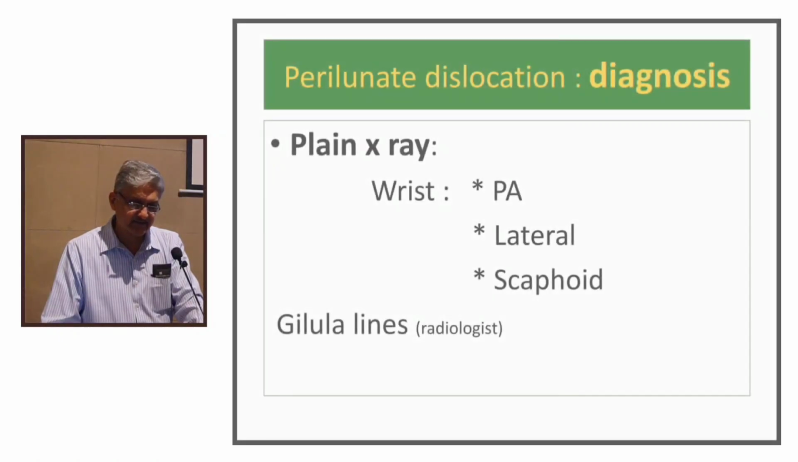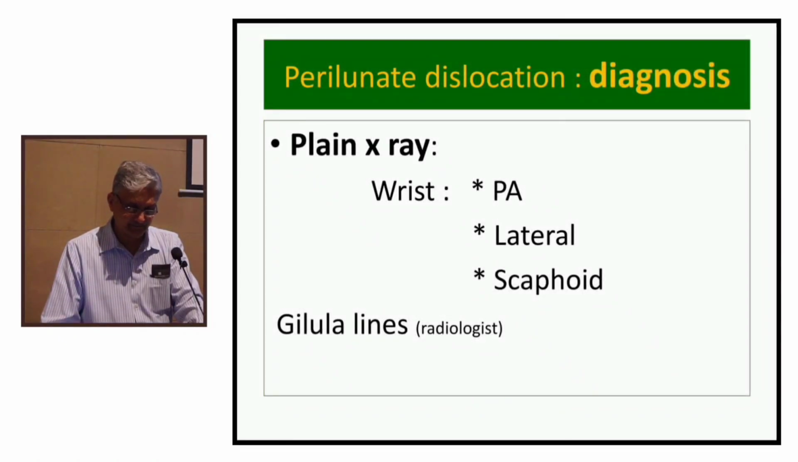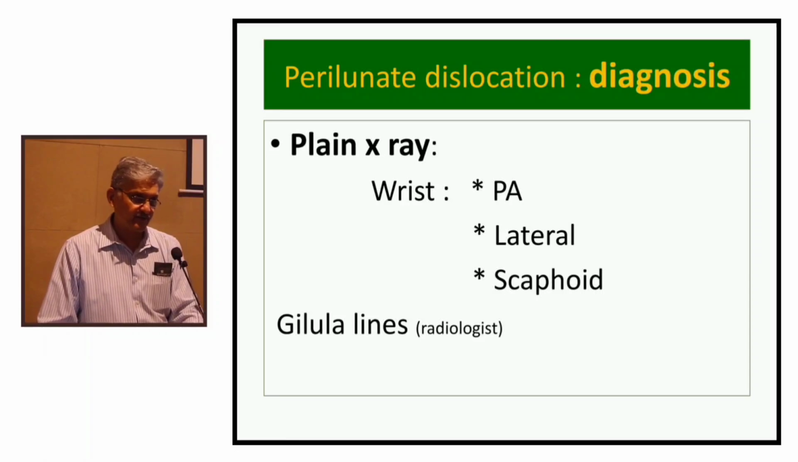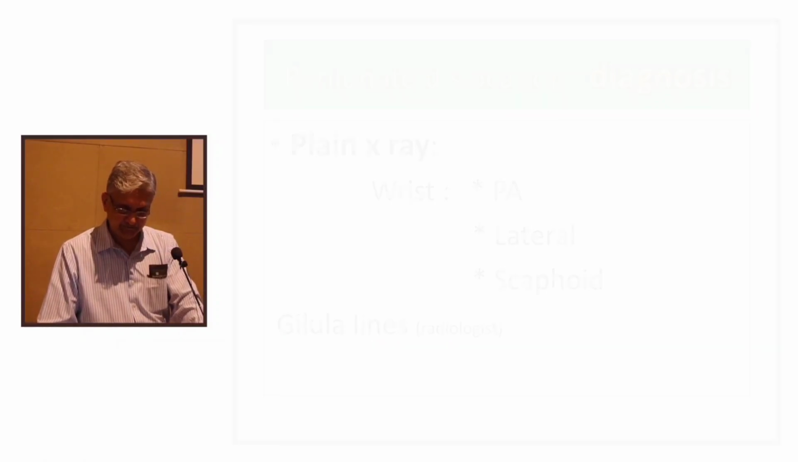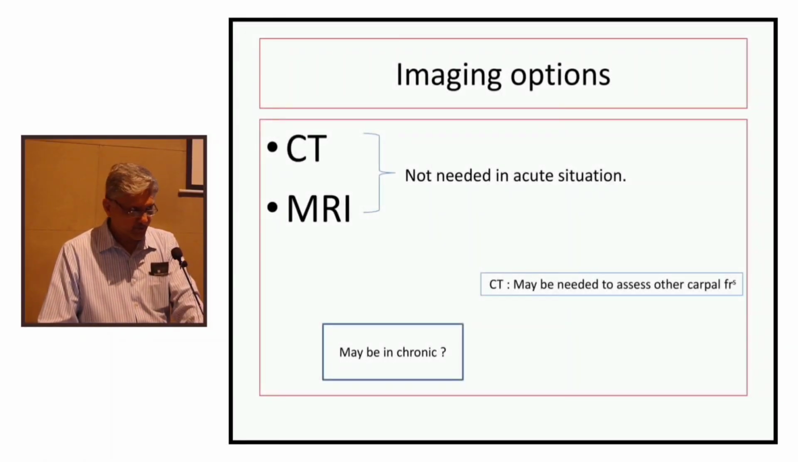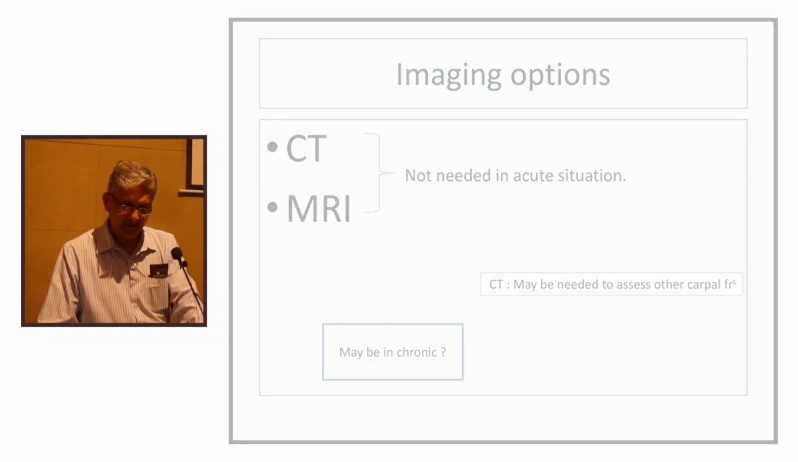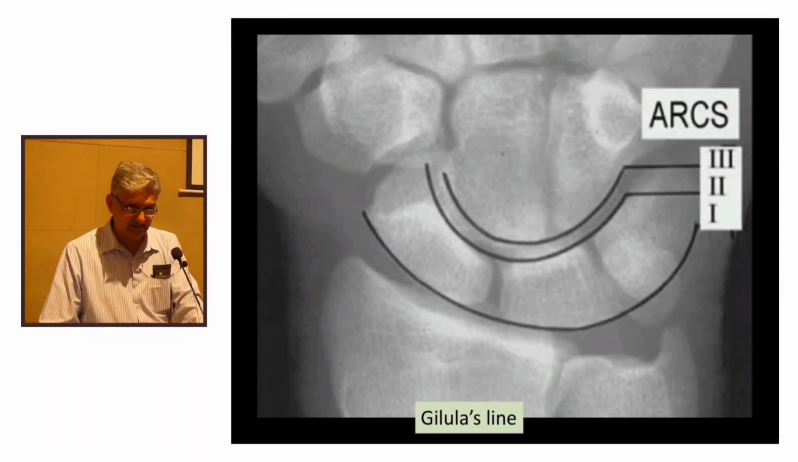You need just X-rays, PA and lateral. And on these views you will not see the scaphoid, therefore you need a scaphoid view also. And try to cajole the patient and see if they can do it, because it's a painful test. You don't really require any more investigations in these patients the majority of the time, except in chronic situations. And you will see what are called Gilula's lines.